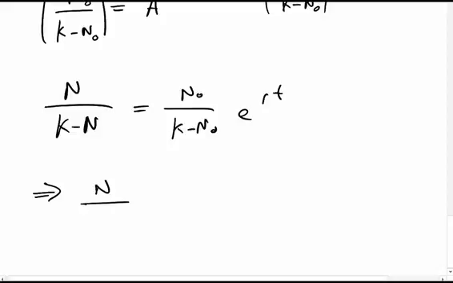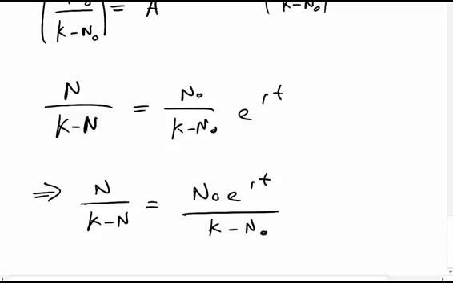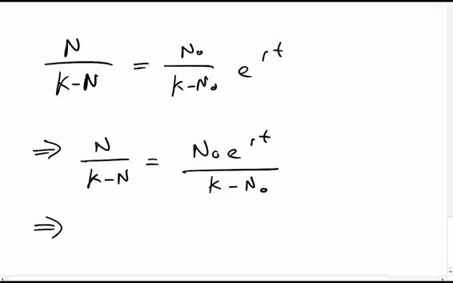So what do I end up with? I end up with n over k minus n is equal to n naught e to the rt over k minus n naught. So now if I multiply through by k minus n, basically what I'm trying to do is get everything in terms of n, make n the subject of the formula. So making n the subject of this formula, what do I end up with?